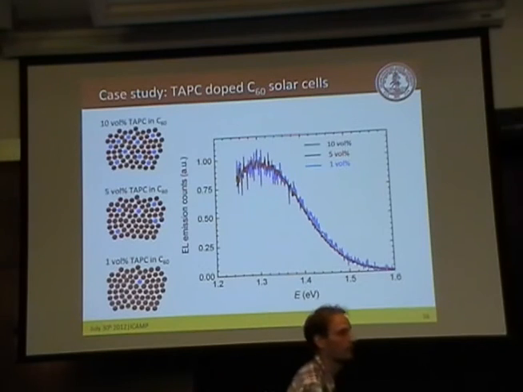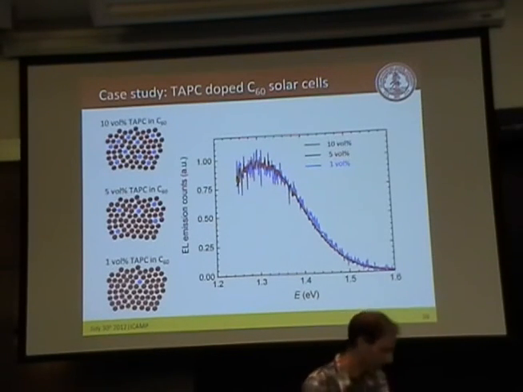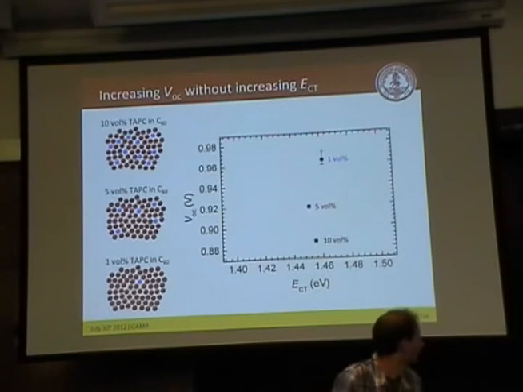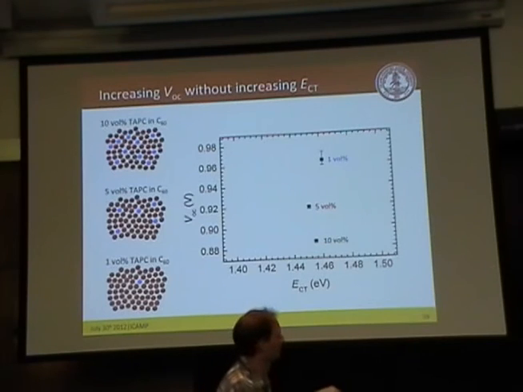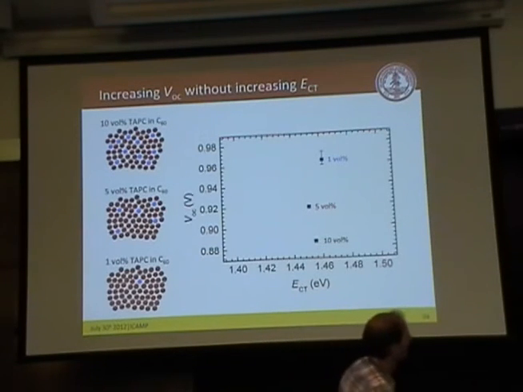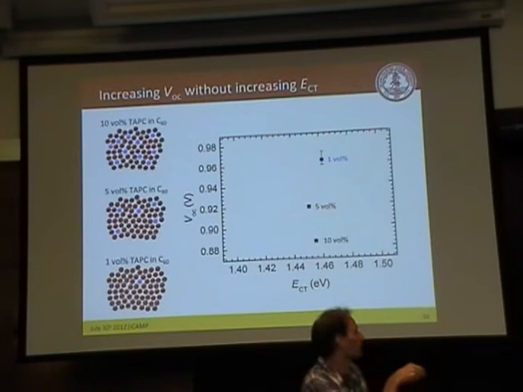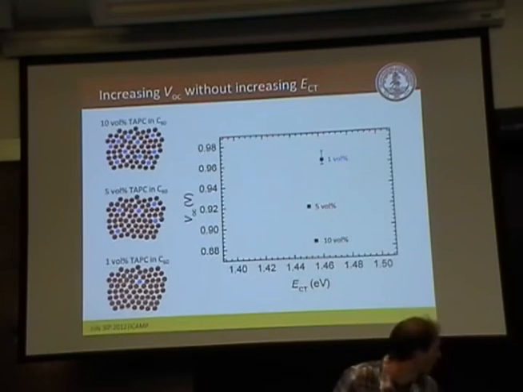So I was pretty excited about that, because it's the first ones that don't really fit into the line. The energy of the CT state doesn't change, but the voltage almost changed by 100 millivolts by just using less donor. Of course, you cannot keep on doing this because you will at some point not have any donor left. We start calling these homeopathic solar cells. But until 5%, you can keep doing this and you don't really lose current.